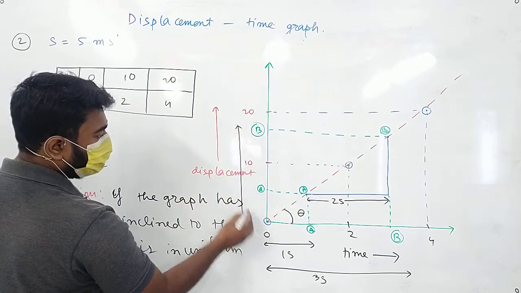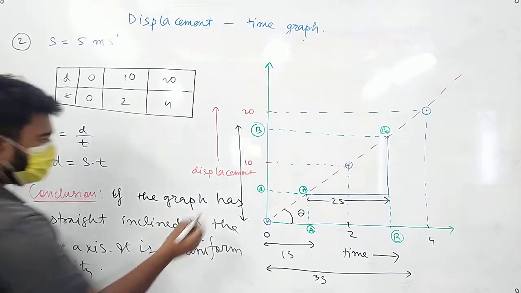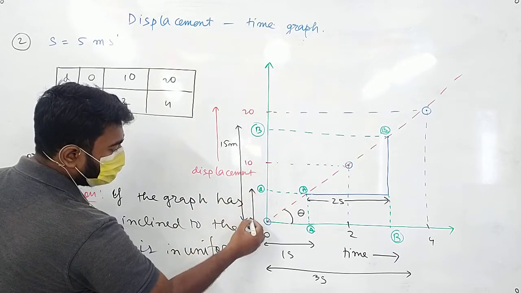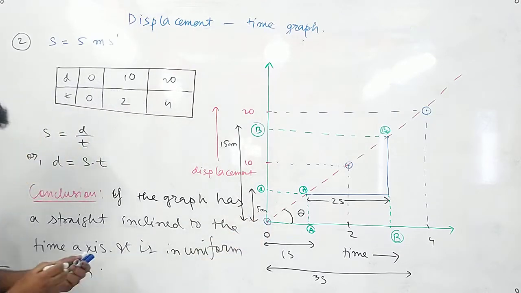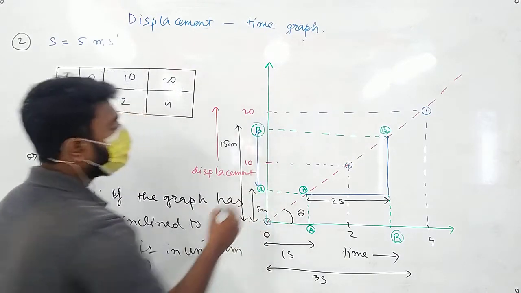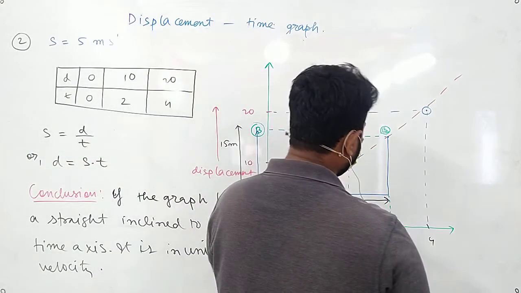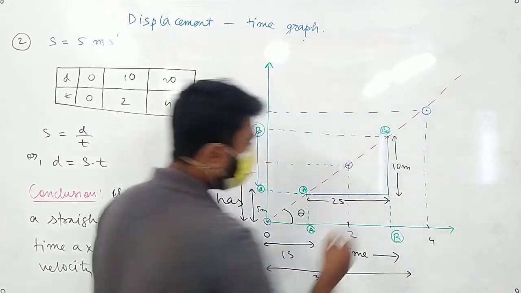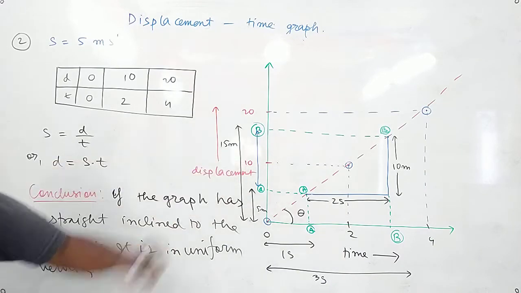Now, if we see here, from 0 to B, what is the distance? 15 meter. Very good. Can you tell me this distance? 5 meter. Very good. Okay, then how much is this distance? 15 minus 5, that is 10 meter. So from here to here, can we write this one as 10 meter?